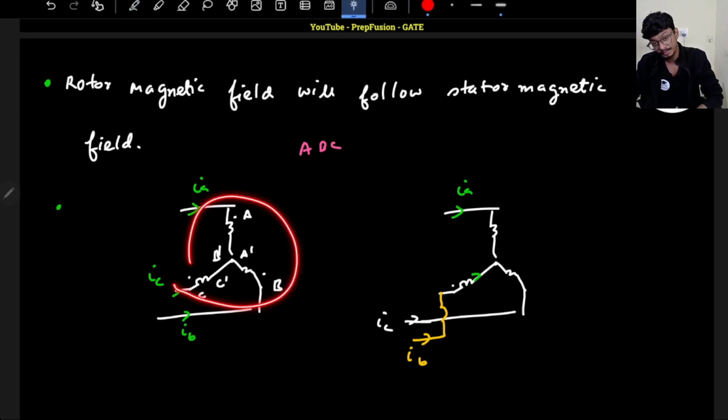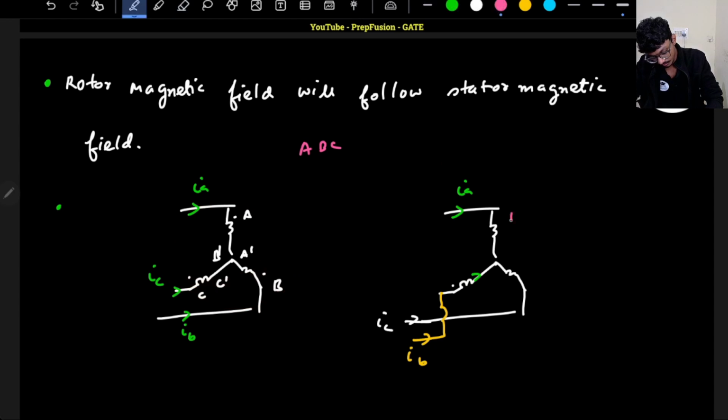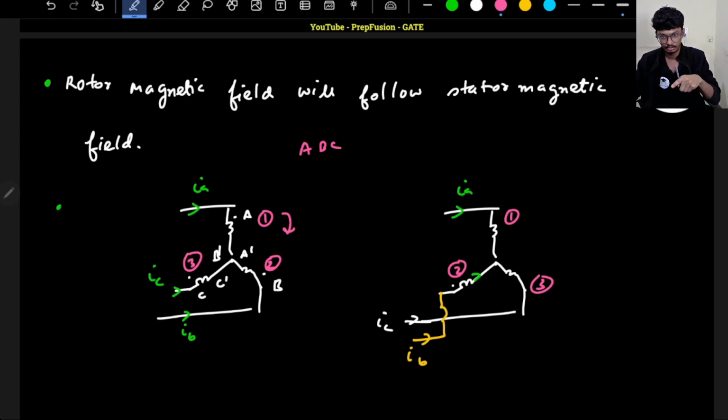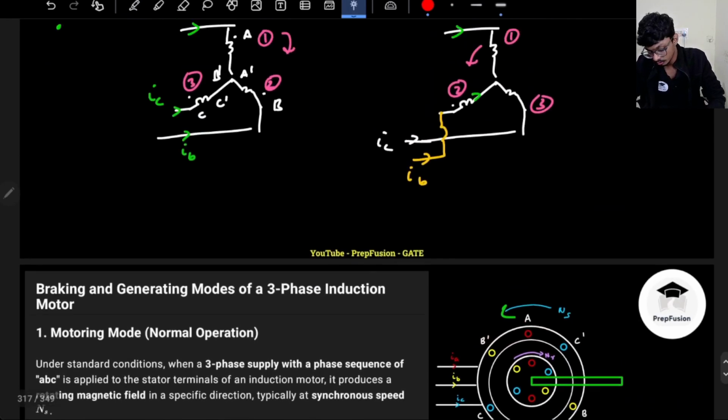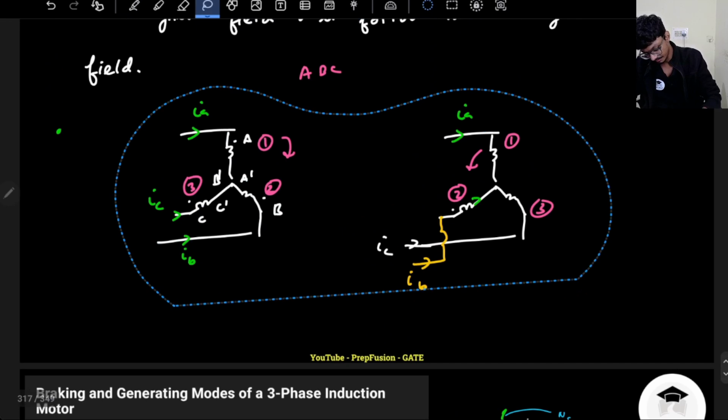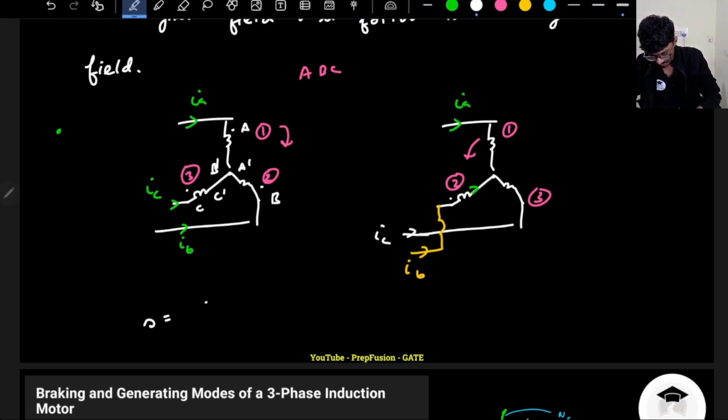But when is the peak happening in the flux? Flux depends on how the windings are distributed. First the peak of this winding will come, then the peak of B, as IB is flowing in the second winding, then the third. Here, this was providing a clockwise rotating field, and this is providing anti-clockwise. Just that simple. So now ns has reversed. Can you tell me what will be the new slip s prime? It's very easy. What is slip? Slip is basically the relative speed between the stator magnetic field and the rotor magnetic field.